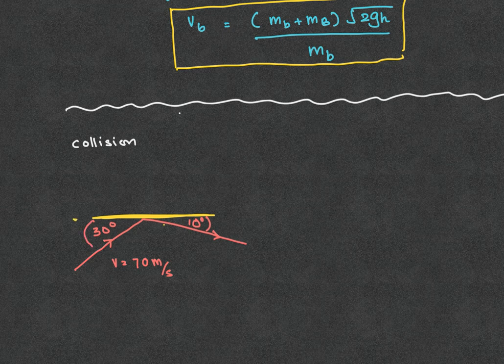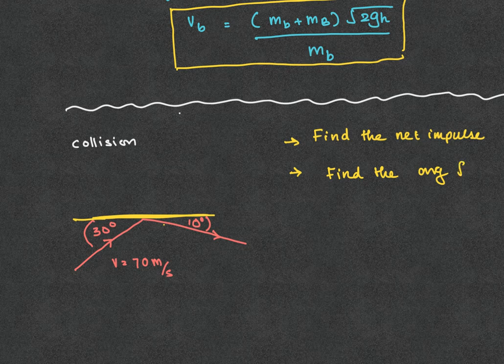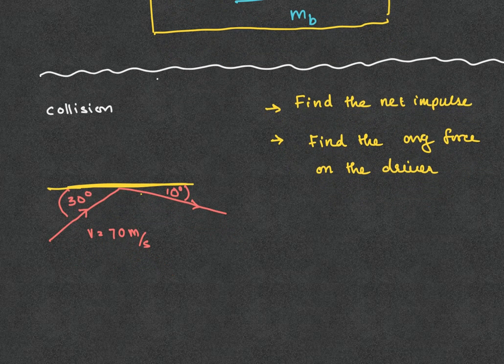So the first part of the question asked us to find the net impulse, and then the second part of the question asked us to find the average force exerted on the driver. The driver's mass was given to us, I think it was 80 kilograms, something like that.